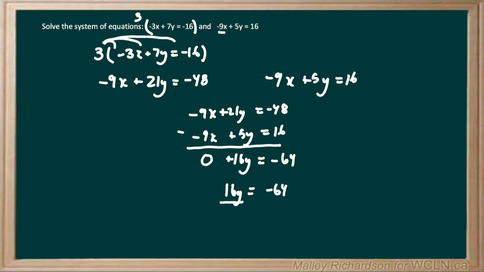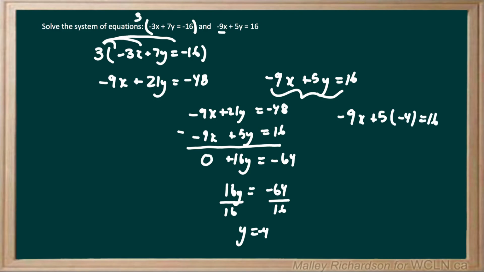To solve for y, we'll divide both sides by 16, and we get y equals negative 4. Now, to solve for x, we can use this equation. So wherever we see a y, we will replace it with a negative 4. So we have negative 9x plus 5y, so 5 times negative 4, equals 16. 5 times negative 4 is negative 20.